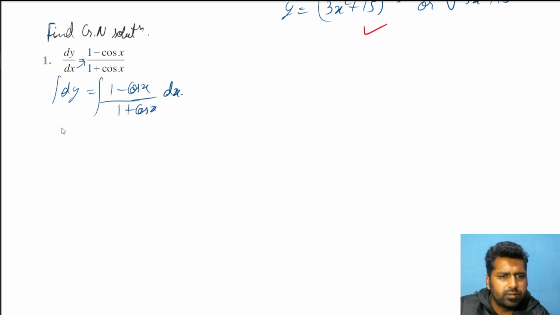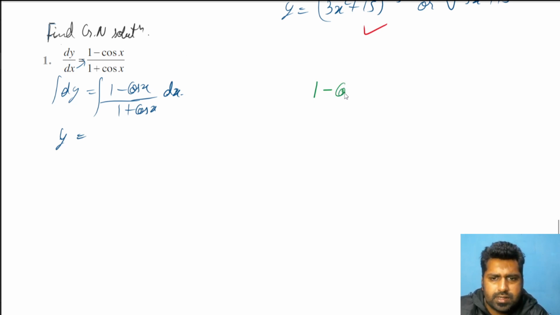Integration of 1 is simple, y. Integration of this, now you have to think, you can do rationalization also, you can do the 1 minus cos, 1 plus cos property also. There are two ways to integrate. Again, it depends on your style of integration, which way you want to integrate this. Rationalization we have already discussed. Although we have discussed these kinds of questions, let's discuss this through property.